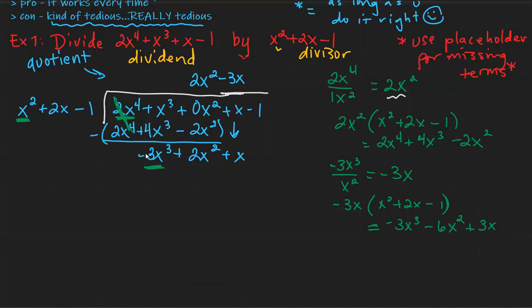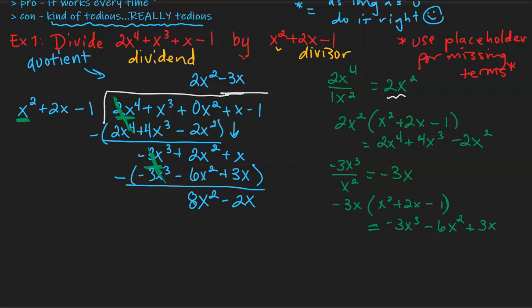Okay, we're subtracting this off from here, so let's do that. Minus negative 3x cubed minus 6x squared plus 3x. Okay, we're going to chop that off. Negative 3x cubed minus itself, that's going to cancel. Goodbye. 2x squared minus negative 6x squared, that's going to be plus 6x squared. So 2x squared plus 6x squared, that's 8x squared. x minus 3x, that's going to be negative 2x.